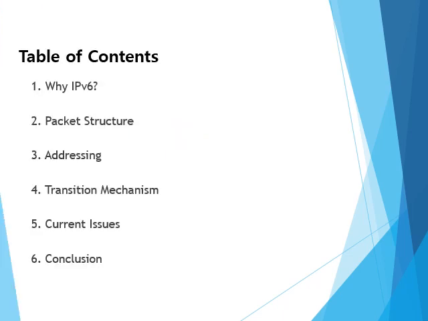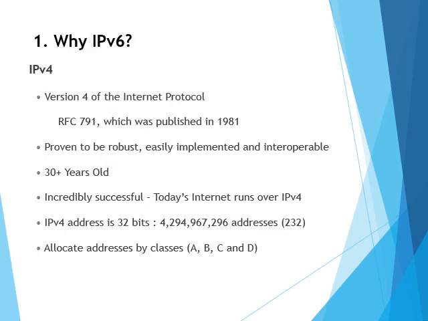Okay, so in this chapter, we are going to look at the reason why IPv6 was introduced, the packet structure of IPv6, the addressing, the transition mechanism, current issues, and conclusion. Okay, why IPv6? We already have IP version 4, but why do we need to implement version 6? First, let's look at the current issues in IP version 4.